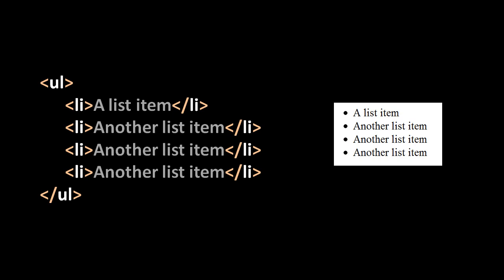The UL tag, standing for unordered list, works very much the same. It's just for a list where the order of the items is not significant, so they're just presented with bullets rather than numbers.